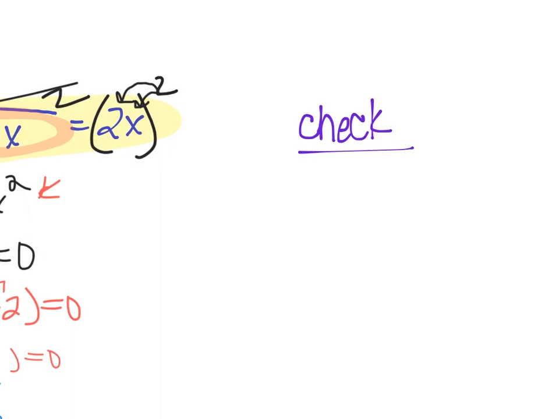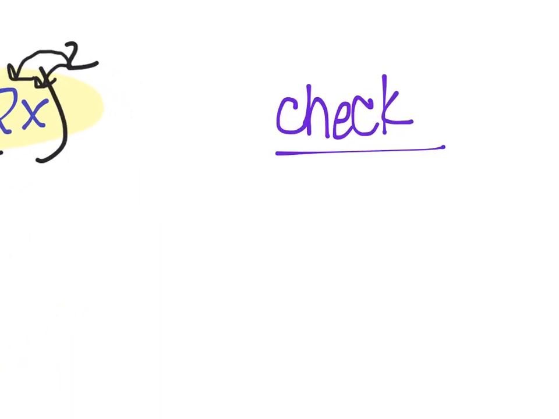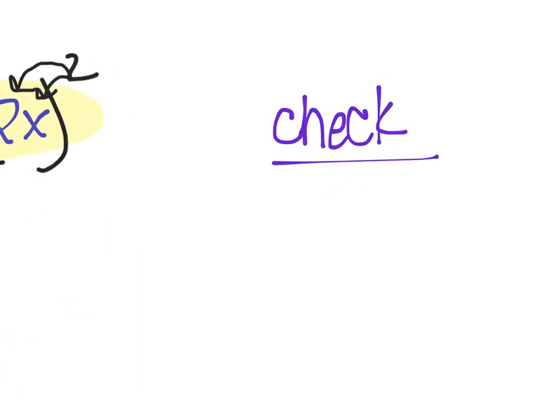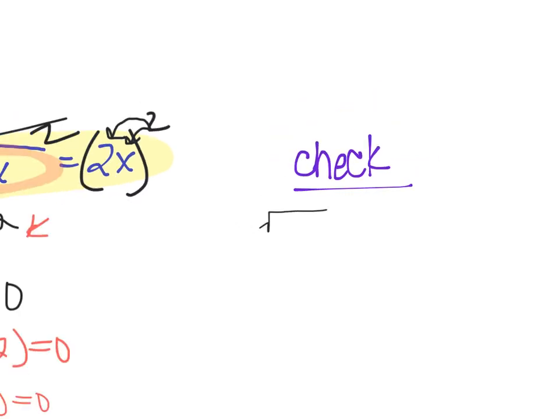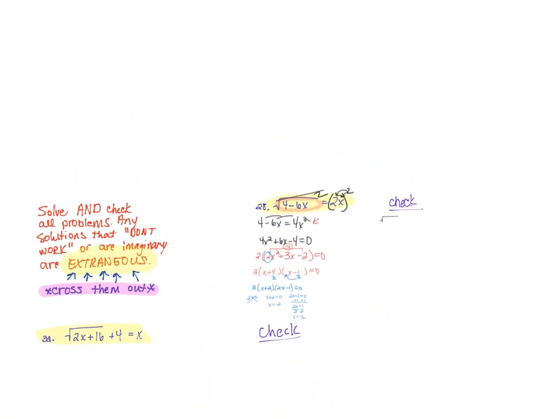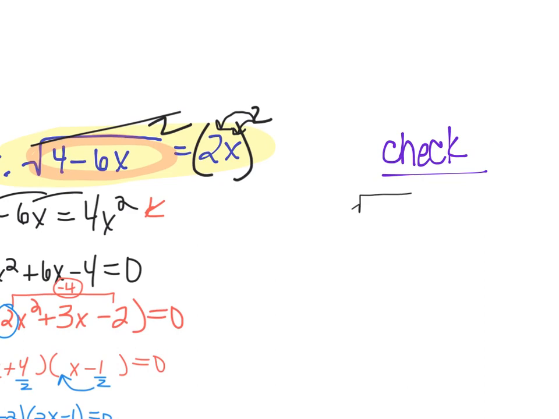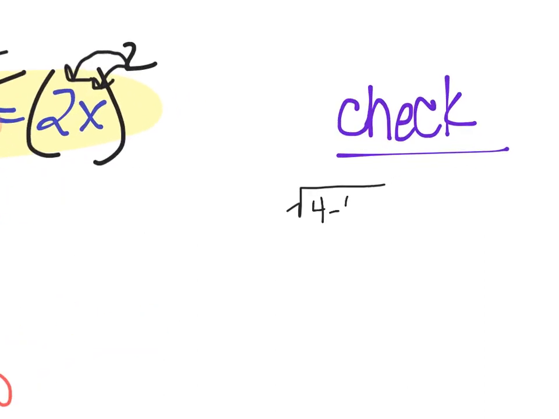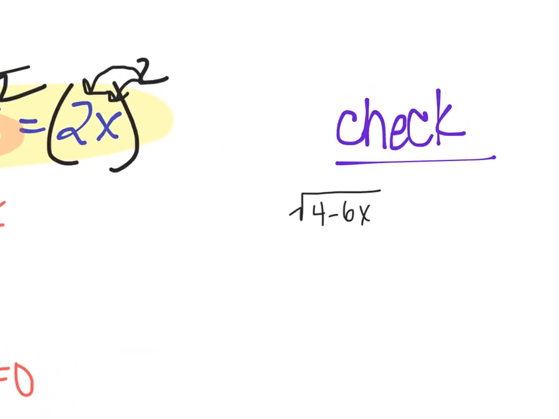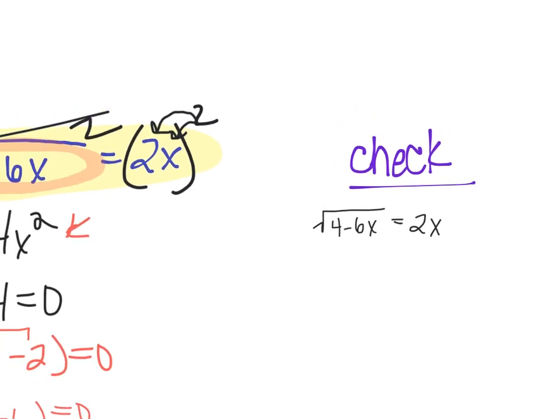So the first thing that is the most important, can you guys please reread the problem to me correctly? What is the problem? What did I start with originally? Square root of 4 minus 6x equals 2x. Just 2x. So now we take our x's and we plug them back in.